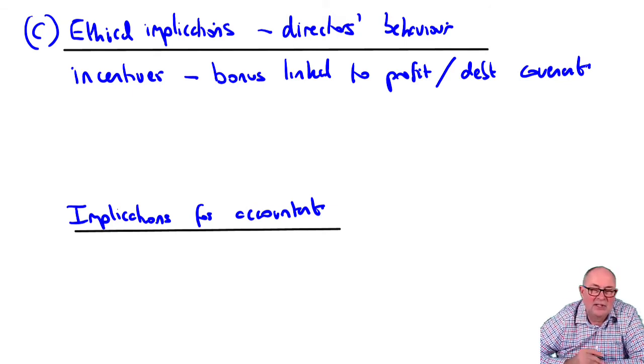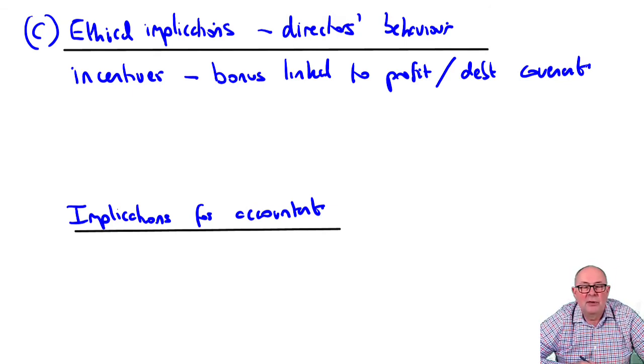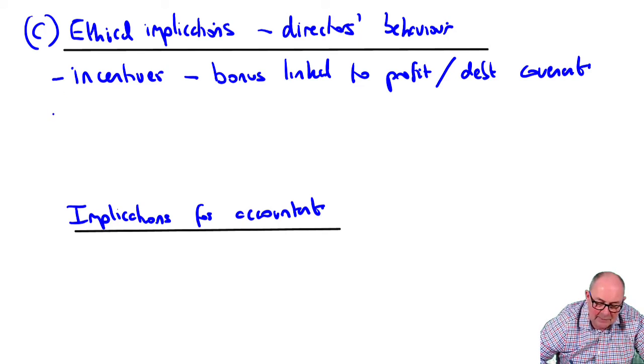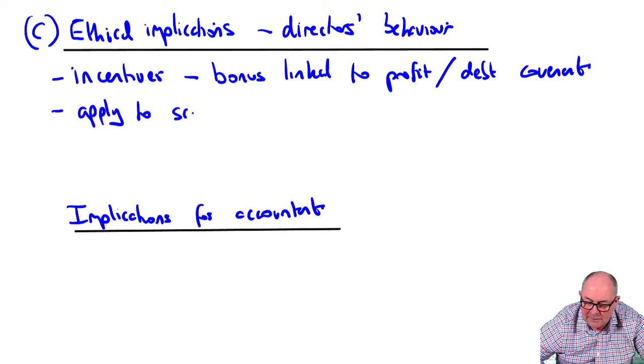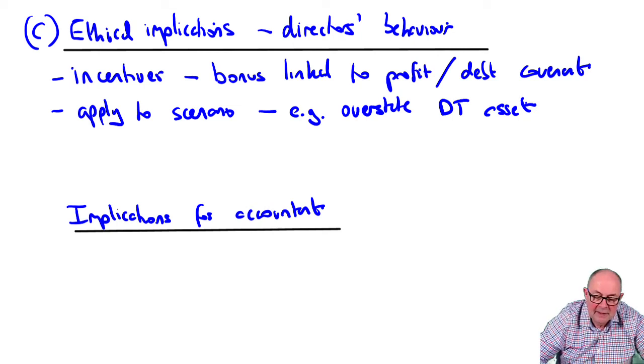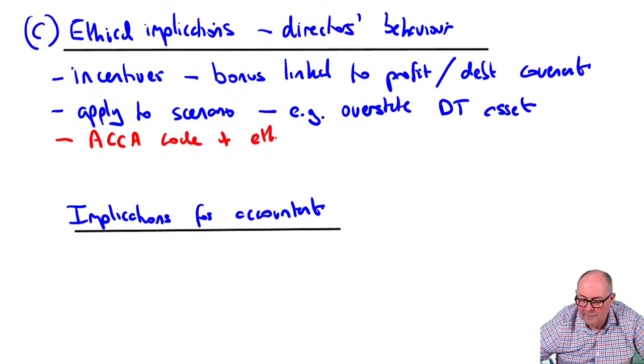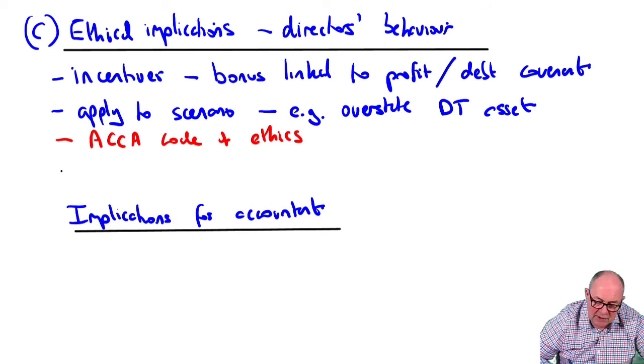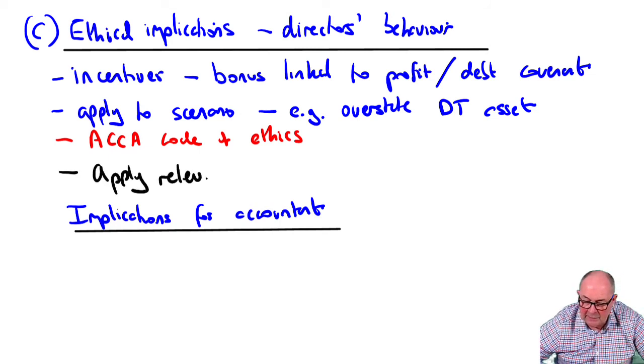And of course, we can then apply that to the scenario because the changes they've put through would be to understate profits with the pension, to understate profits with the deferred tax, to overstate assets on the deferred tax. So again, apply to the scenario. I'll just put one example down. Again, they want to overstate the deferred tax asset. Always remember that there's credit going if you mention the ACCA Code of Ethics. After that, explain and apply relevant principles.